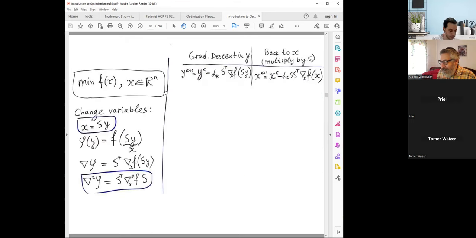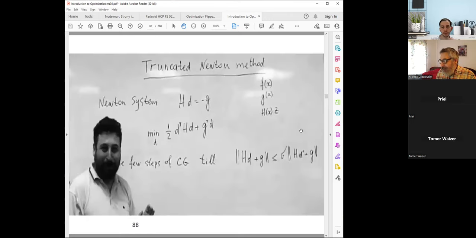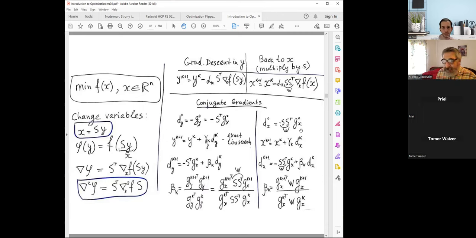And now we get back to preconditioning. If you have preconditioning, if you have this change of variables, x equals Sy, actually you can get back to x's and write explicitly the whole process only in x's, forgetting about y. And there you will have this matrix W, which is SS transpose, everywhere. What would be a practical recommendation to get this matrix? For this we will have a small exercise.